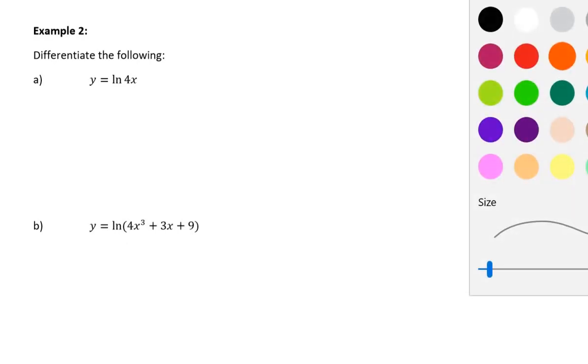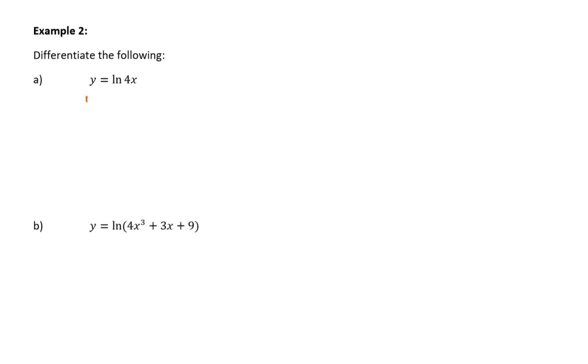Differentiate the following. Ln of 4x. Well, that's a chain rule, because 4x is the inside function, so the outside function means I do 1 over 4x, but then I need to multiply by the derivative of the inside function, which is 4x, so the derivative is 4. So I actually land up with y dashed in this case being 1 over x. So that was a chain rule.